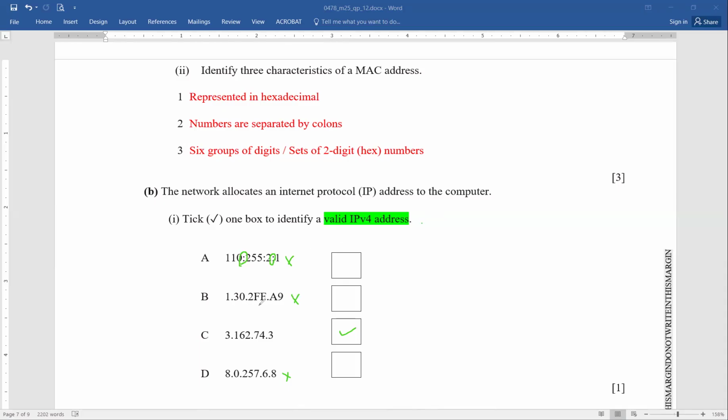Now, what about this? Why is it invalid? 1.30.2ff.a9, they are correct. So what's the problem here? Great, Ahmed. It's basically the use of hexadecimal, and normally we know that IP addresses are actually composed of denary numbers. So that is why it is an invalid address. Now, H.0.257.6.8. So what is the problem here?